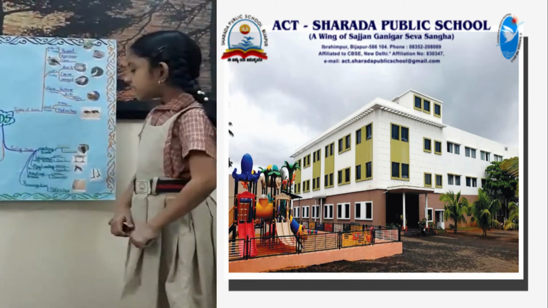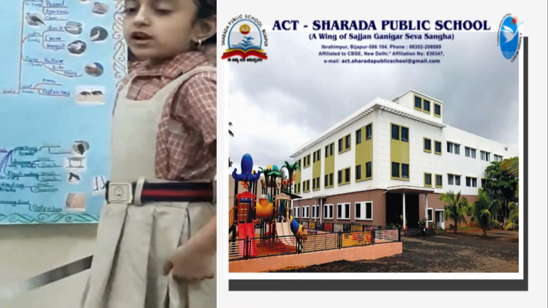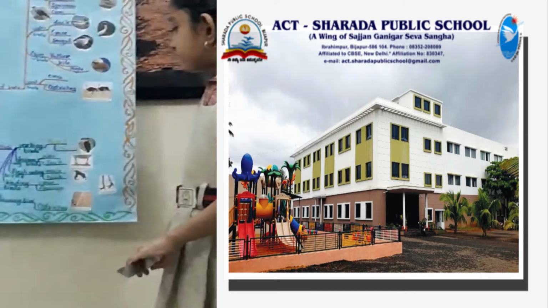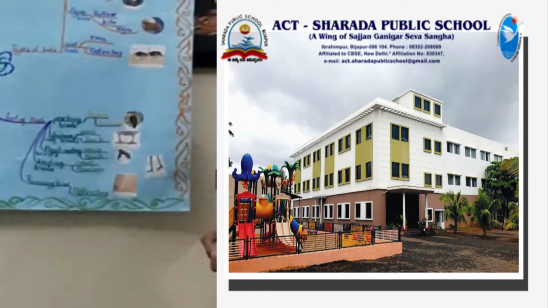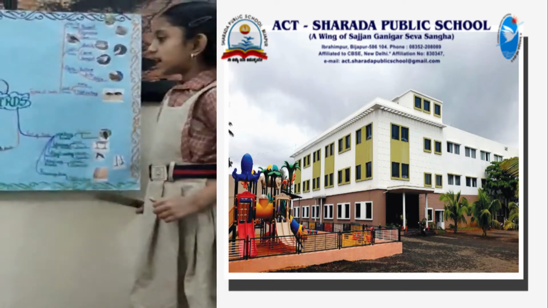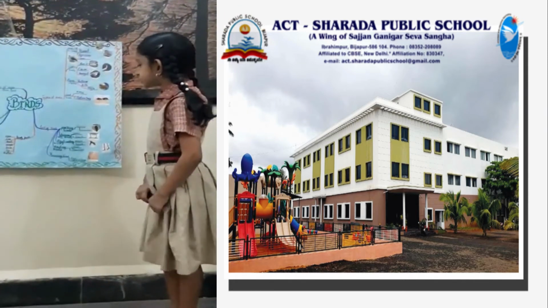Wading birds. They have long legs. For example, crane and flamingo. Running birds. They run fast and they cannot fly. For example, emu and ostrich.